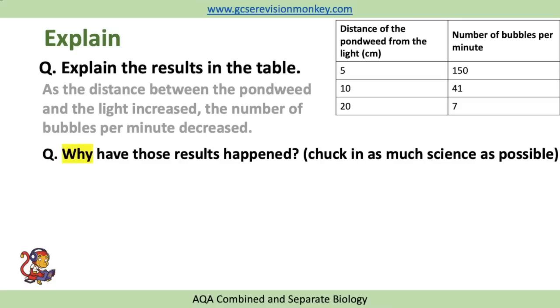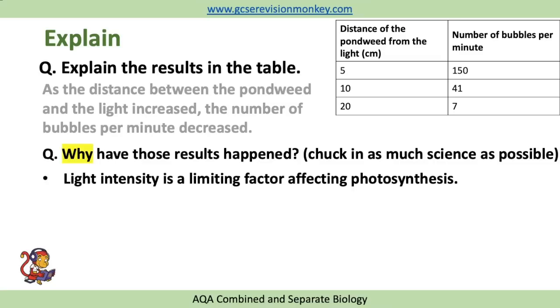Explain means why have those results happened, and basically just try and chuck in as much science as possible. So some type of things that you could write down would be things like the light intensity is a limiting factor affecting photosynthesis.